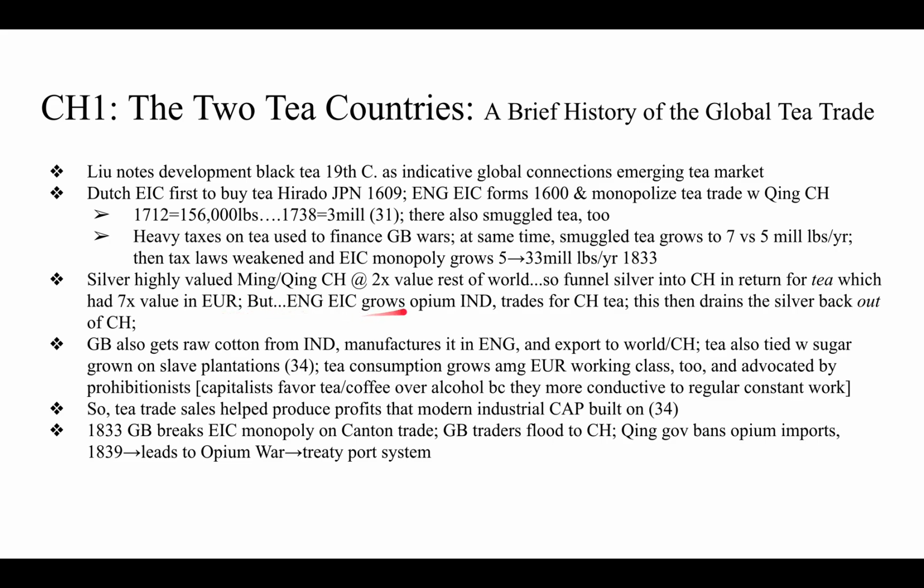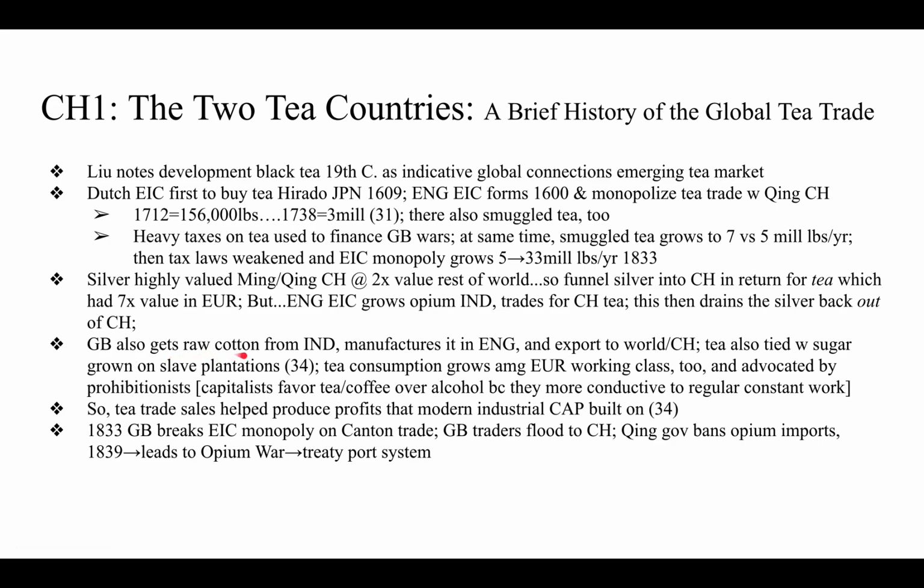But the English East India Company then would grow opium in India and trade this for Chinese tea, which would then drain the silver back out of China as well. So it's buying tea with silver, and then selling opium to China and getting, in exchange, I think this should probably be silver, and that would drain the silver back out of China. So it's a very exploitative trade relationship here, of course.